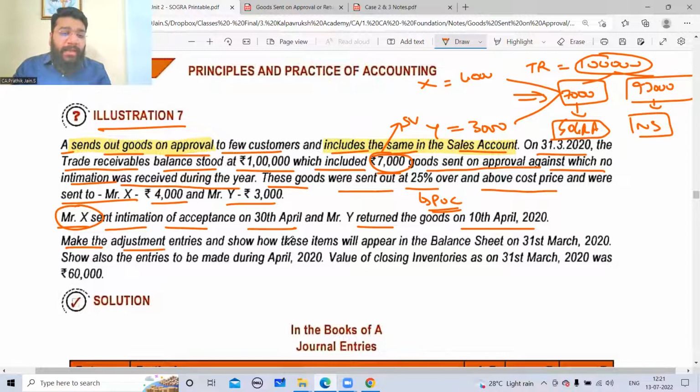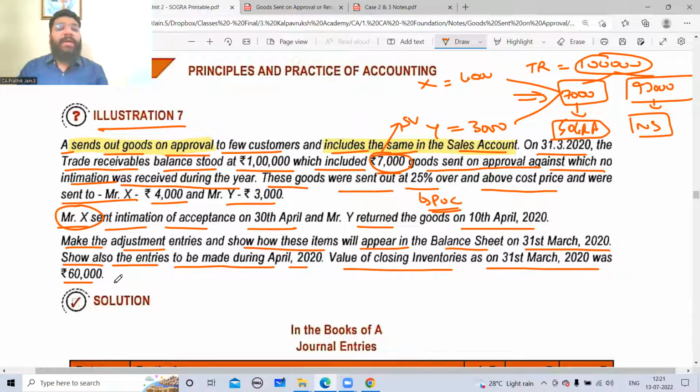Make the adjustment entries and show how these items will appear in the balance sheet on 31st March 2020. Show how the entries will be made during April 2020. Value of the closing inventory on 31st March 2020 is 60,000 rupees. Make the adjustment entries, journal entry, and show how this item will appear in the balance sheet. They are asking us the balance sheet also.